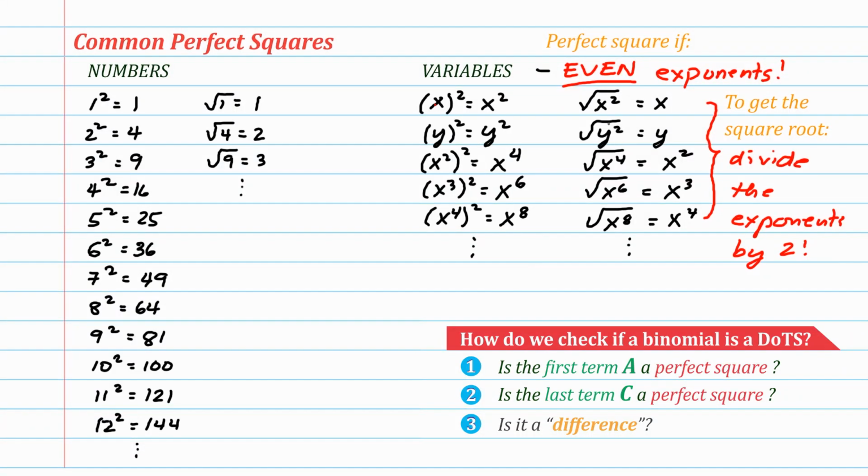Now, recalling also, to get the square root of variables, you simply divide the exponents by 2. Example, square root of x squared is x to the 1 kasi 2 divided by 2 is 1. Again, y squared, the square root of that is y to the 1 or simply y because 2 divided by 2 is 1. Another, square root of x to the 4th is equal to x squared kasi 4 divided by 2 is 2. Continuing, 6 divided by 2 is 3. 8 divided by 2 is 4, and so on.